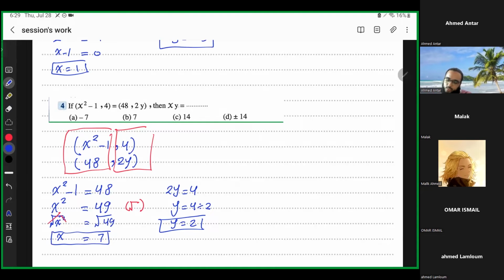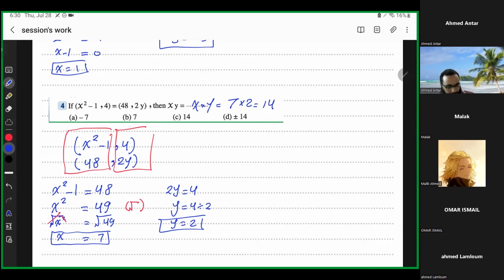So x times y here means what? 7 times 2. Yes, means x times y, which is 7 times 2, which is 14. Correct? But I think there is a problem here.